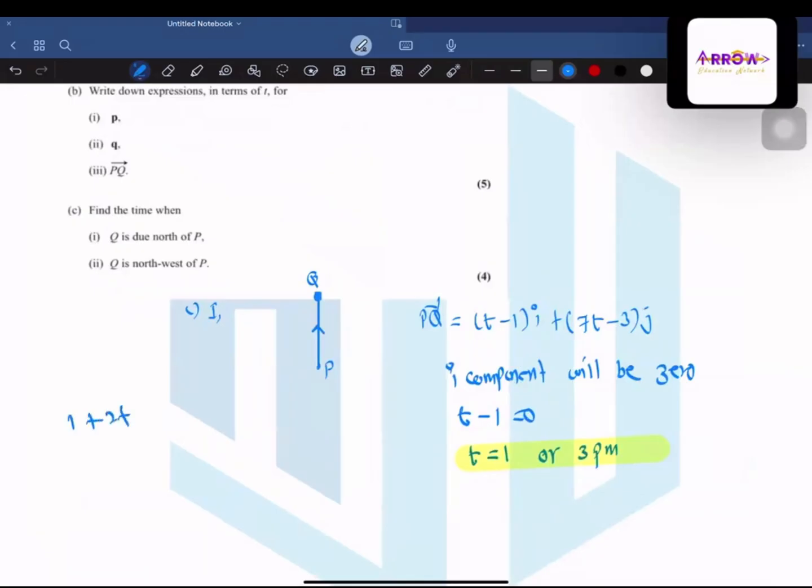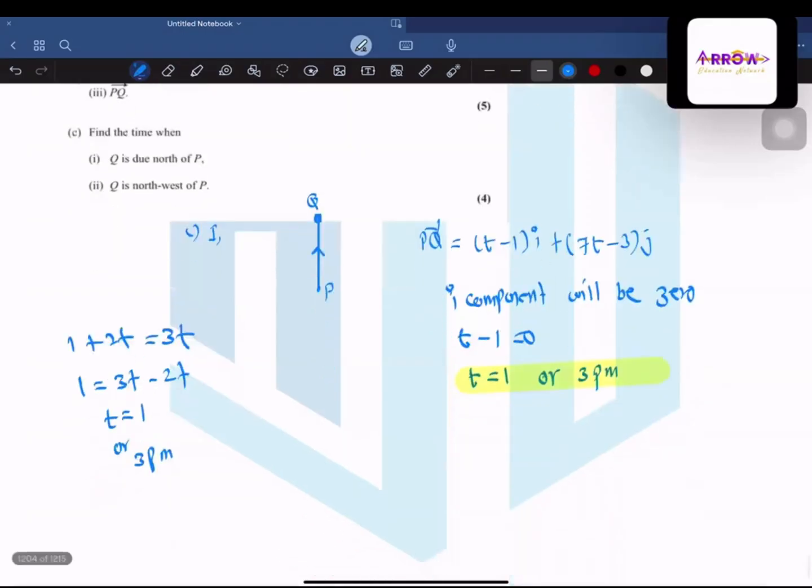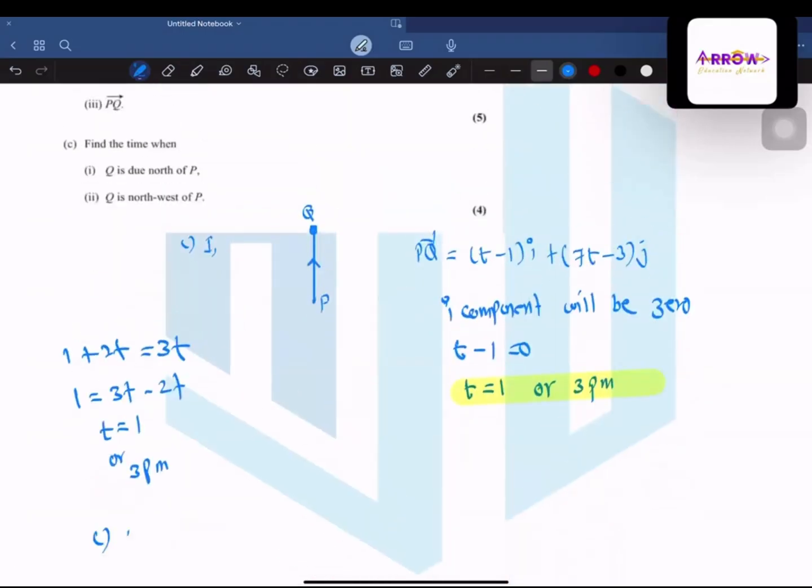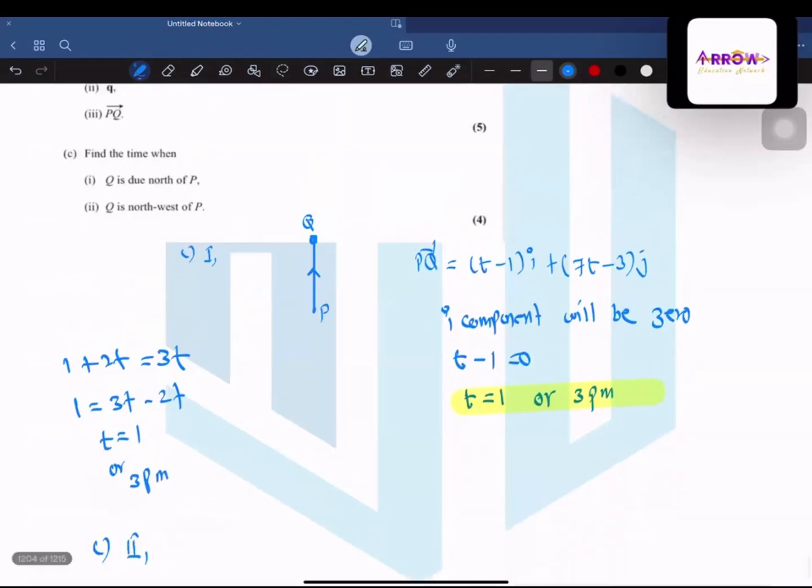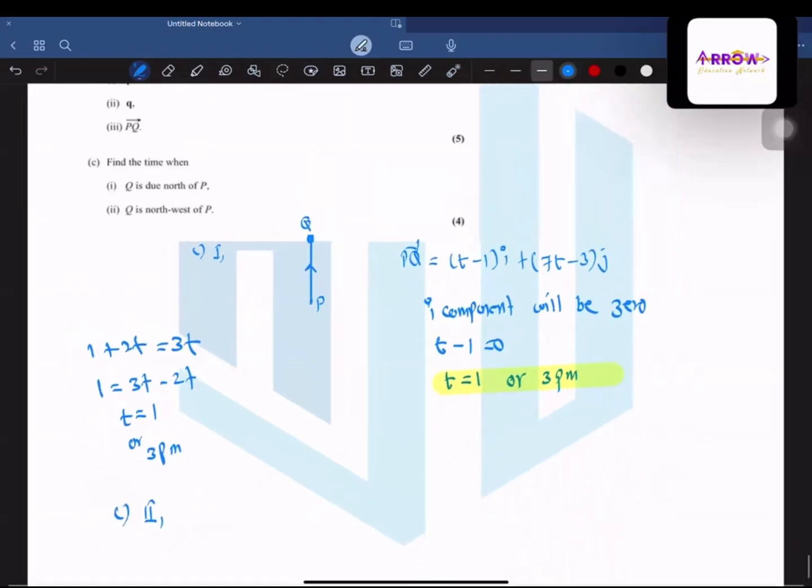1 plus 2t is equal to 3t. So 1 is equal to 3t minus 2t, meaning t is equal to 1, or you can say 3 p.m. But since I have already found the vector PQ, I am just using the PQ vector. So this was basically just a quick alternative approach. In part C, part 2, the information is to find a time when Q is northwest of P.